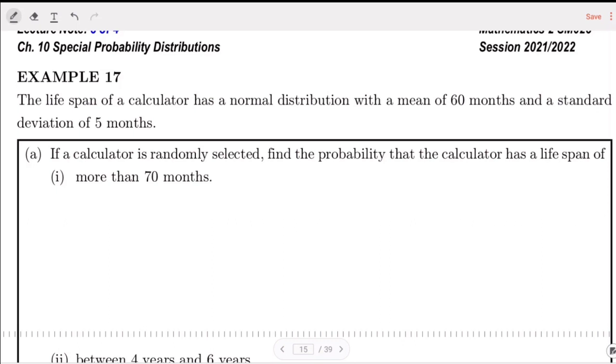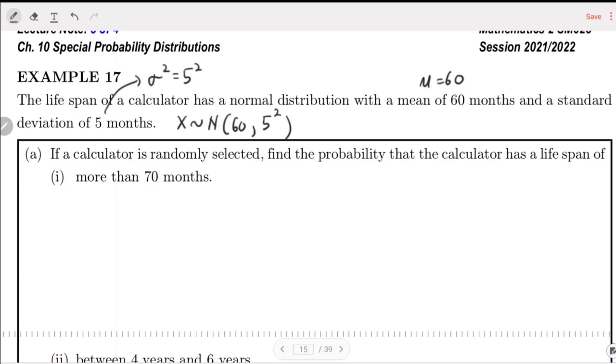Example 17. The lifespan of a calculator has a normal distribution with a mean of 60 months and a standard deviation of 5 months. It means that we can denote it as X tilde N for normal. Put our mu, which is 60, and variance. Variance or sigma squared is equal to 5 squared.